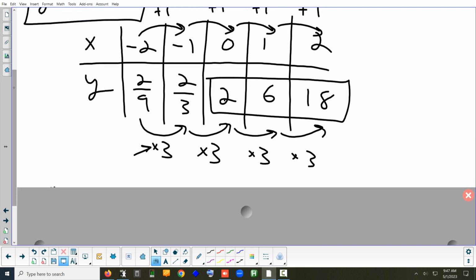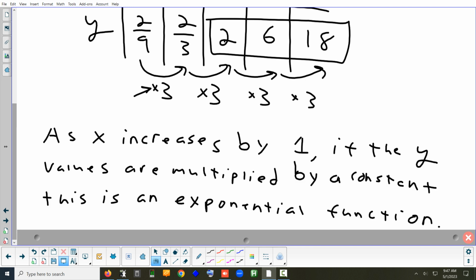Any question on the difference between those two patterns? How one was adding and one was multiplying? All right, so let's see.